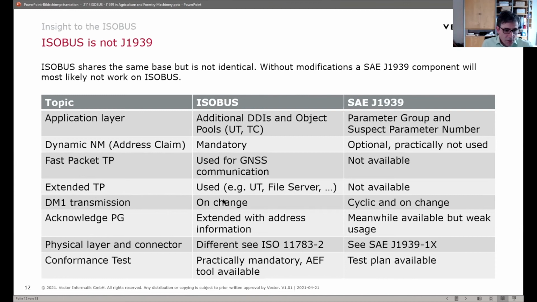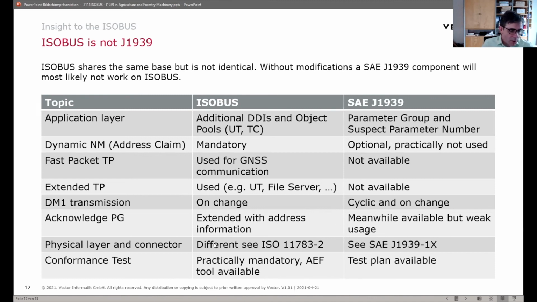The DM1 transmission, the behavior is strictly on change. In J1939, it is cyclic and on change. And so there is definitely a mismatch in the standards. Acknowledge parameter group, it has extended address information available that tells the receiver which device sends the acknowledge. And this is meanwhile part of the SAE J1939 standard, so they have harmonized this, but practically there's only weak or no usage in Isobus.